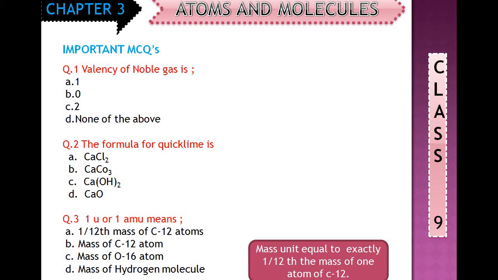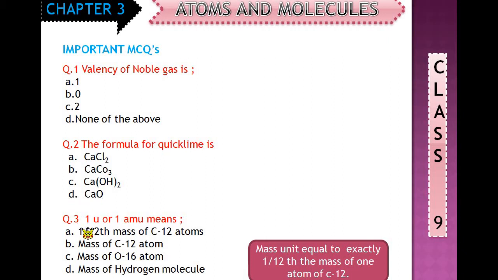Coming to question number 2, the formula of quicklime is, first option calcium chloride, calcium carbonate, calcium hydroxide and calcium oxide. So the formula of quicklime is calcium oxide. It is also called quicklime. So option D is correct.